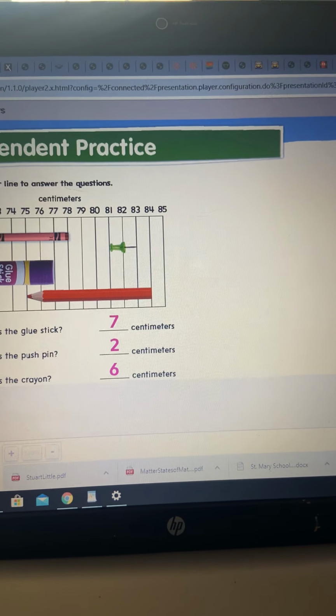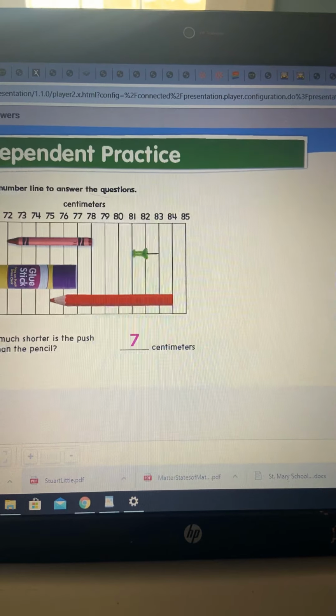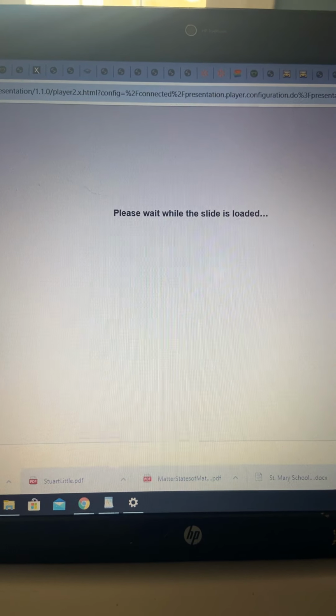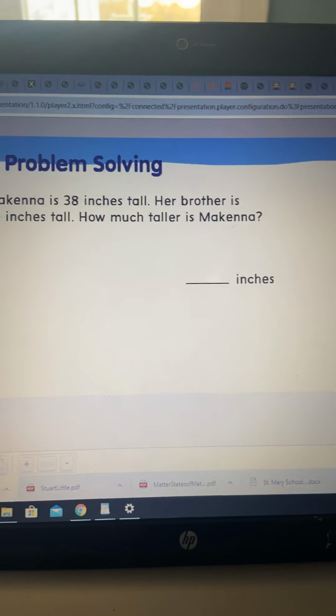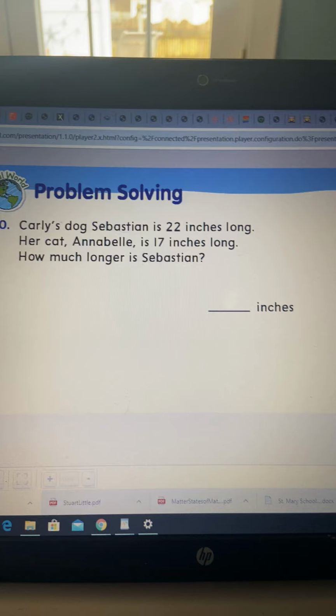So you have some practice that you can work on. And then when you get to your homework, you can work on that independently on your own and then have your parents check it.